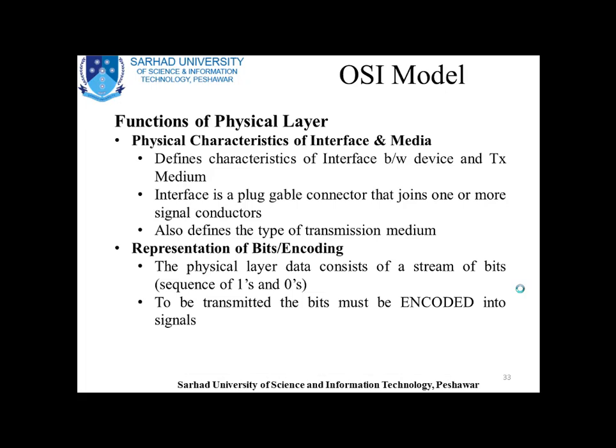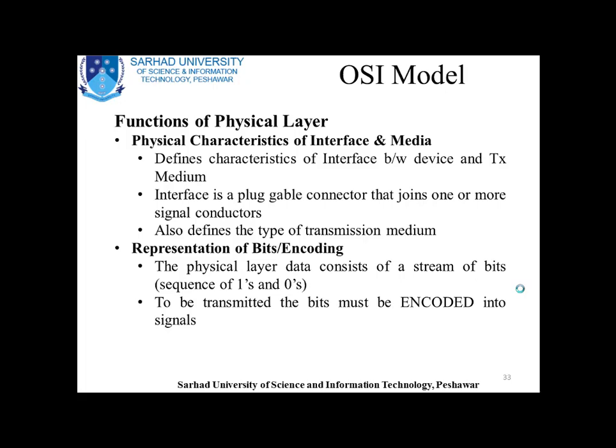The main functions of the physical layer involve, as I told you, that it is basically the last layer, or you can say the first layer, and it is directly connected to the media. So the responsibility also incorporates the properties of media, or the interface between the transmitting device and the medium. It acts as a bridge between the OSI model and the transmission media, and it also represents the bits in encoded form, so they can be secured.